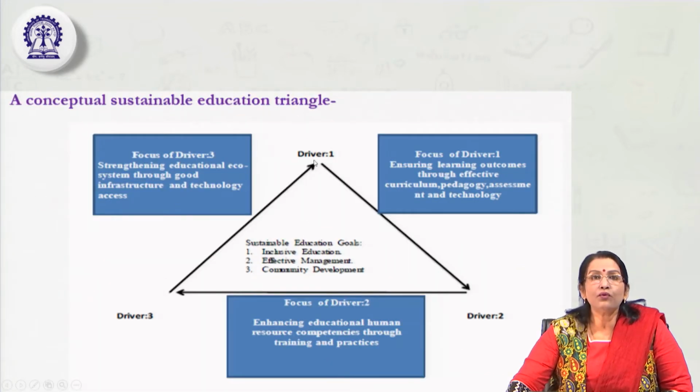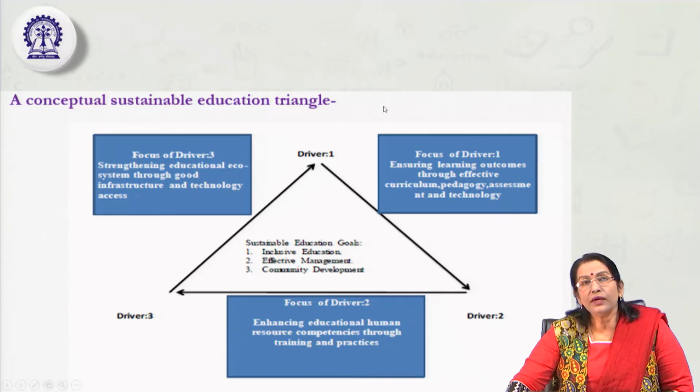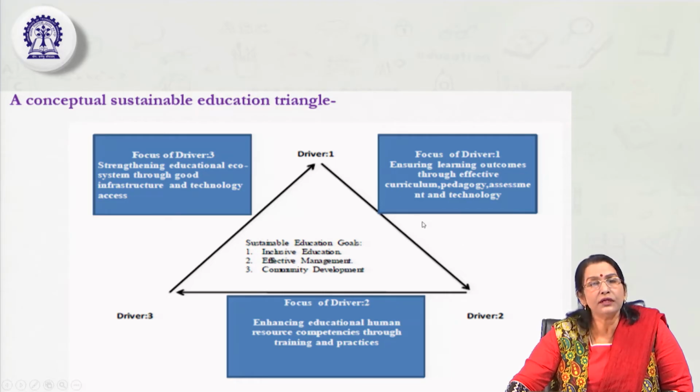Now, as you can see, drivers 1, 2 and 3. As we have already discussed, when driver 1 interacts with driver 2, there may be some conflicts and issues, so we have to set the objective very strategically. For example, the focus of driver 1, that is policy and budget allocation, is ensuring the learning outcomes through effective curriculum, pedagogy, assessment and technology. Definitely, with education policy, these facilities are also prescribed in the policy in a clear, detailed way.